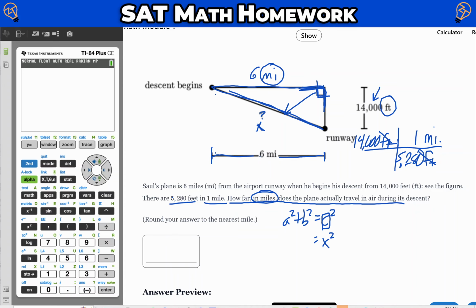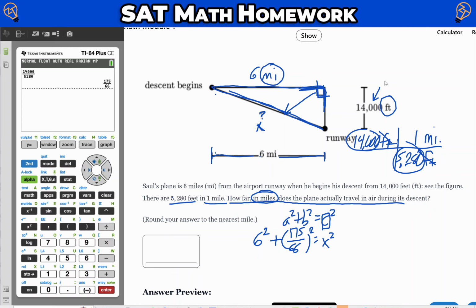Now, we could absolutely divide these, and that would give our answer in miles. However, when I'm going to write it down here where I have 6 miles squared plus this other value squared, that can get a little bit messy. So what I'm going to do is press alpha y equals, enter, and then type in essentially this as a fraction, and then it'll reduce it for me. And Desmos does the same thing. That's really nice about that. So we'll go ahead and put 175 over 66 squared.